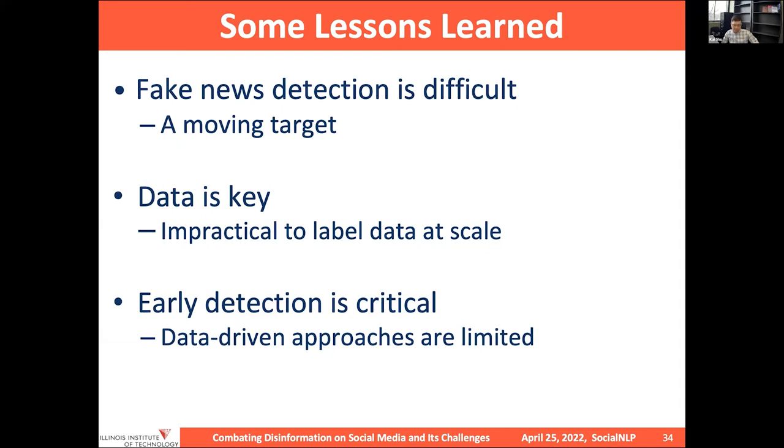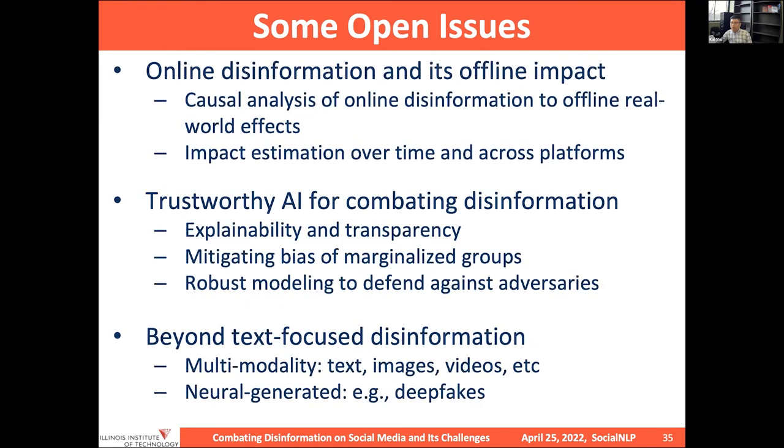And early detection is very important. But data-driven approaches are often limited. So how can we move from data-driven to theory-driven, or even try to leverage some external knowledge to help detection, is very important, okay? So there are still many open issues for tackling disinformation on social media, at least just some of them. The first, it would be very important to study the offline impacts of this online information, right? For example, we can study causal analysis to really understand whether this online information causes real-world impact, and in which way and to what degree, okay?